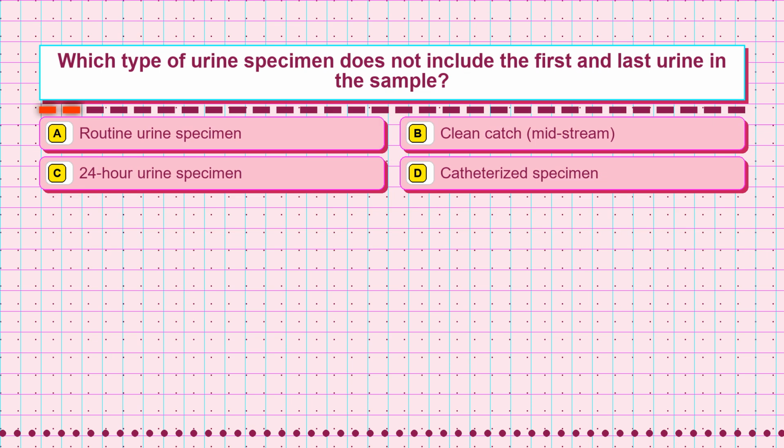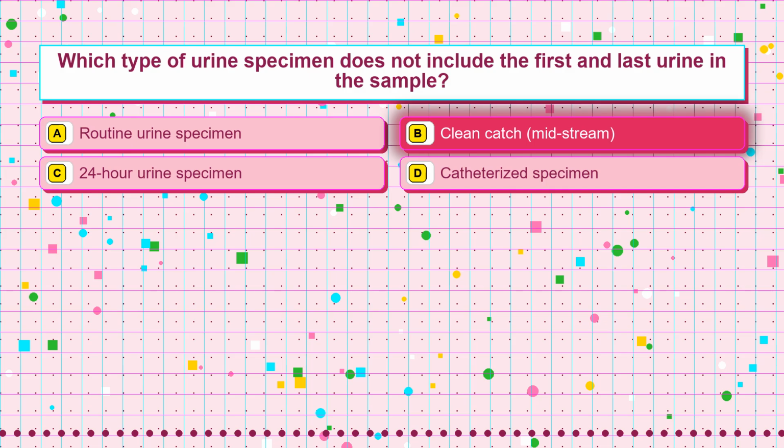Question 45. Which type of urine specimen does not include the first and last urine in the sample? Option A. A routine urine specimen. Option B. Clean catch, midstream. Option C. 24-hour urine specimen. Option D. Catheterized specimen.